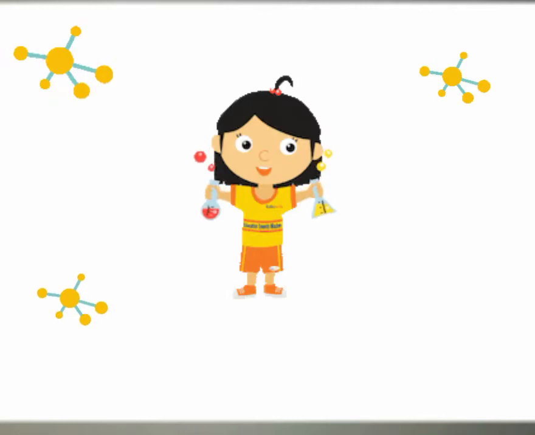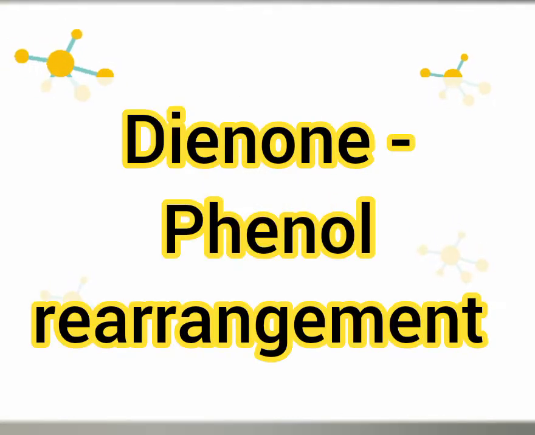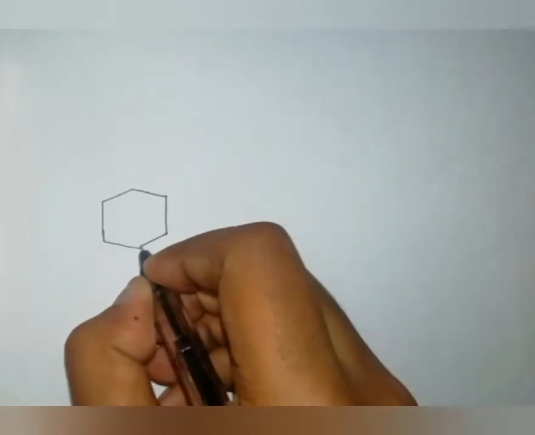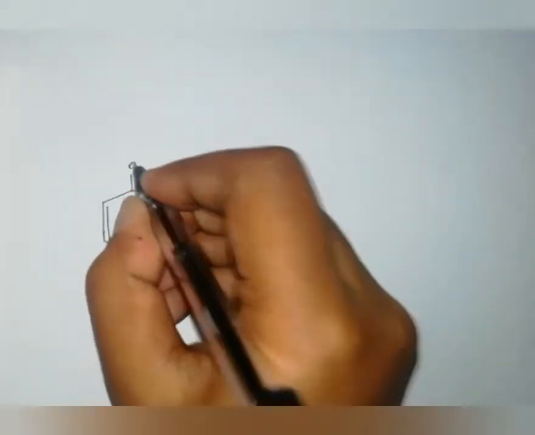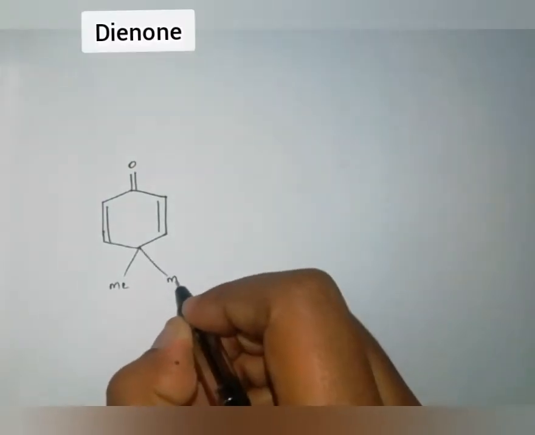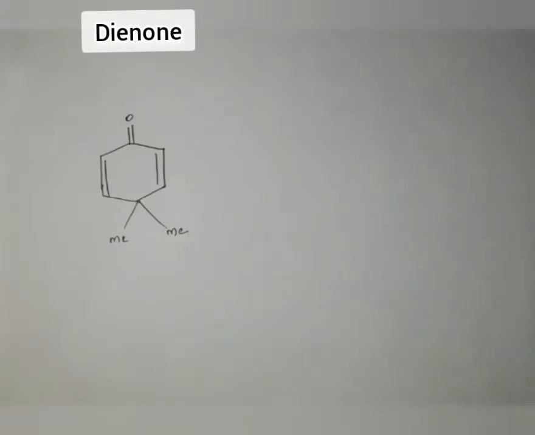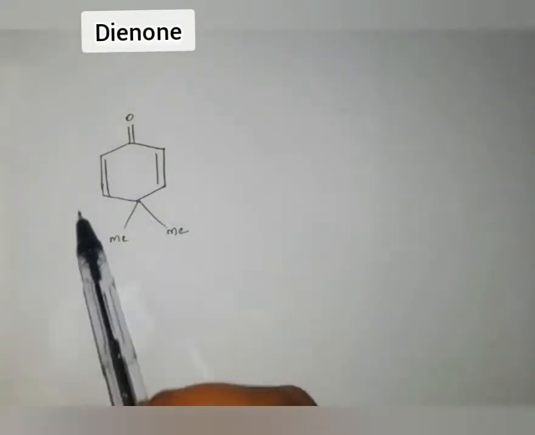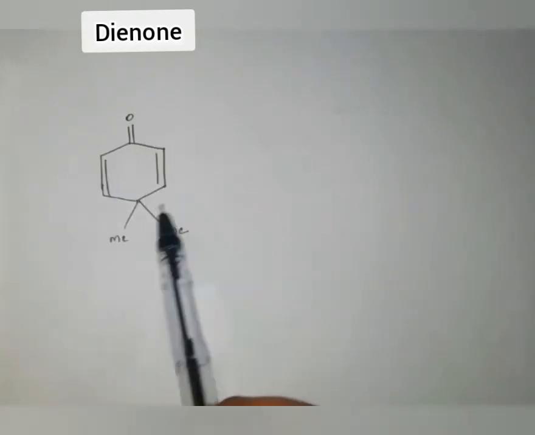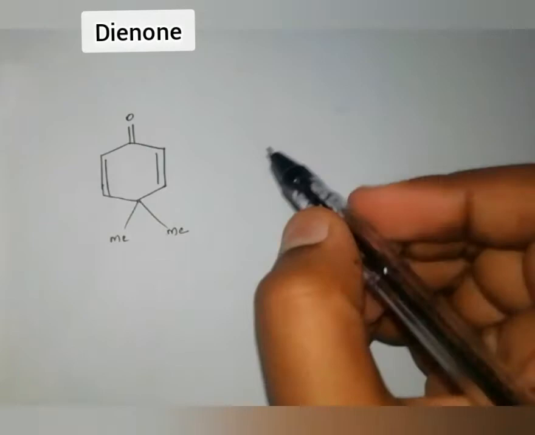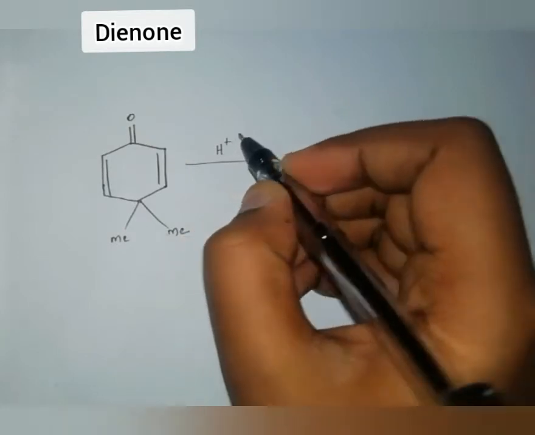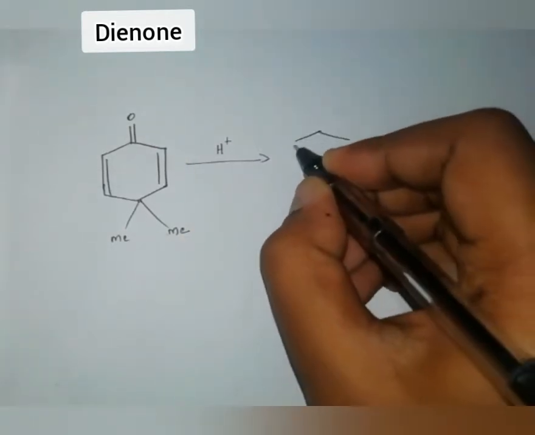Today we are discussing an organic reaction, the dienone phenol rearrangement. This is simply a reaction in which a dienone is involved. Here is an example of a dienone. This is a 4,4 disubstituted cyclohexadienone. This is the fourth position. When this 4,4 disubstituted cyclohexadienone is treated with mineral acid, it is converted into a phenol.